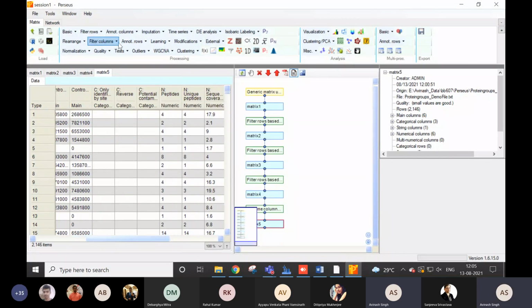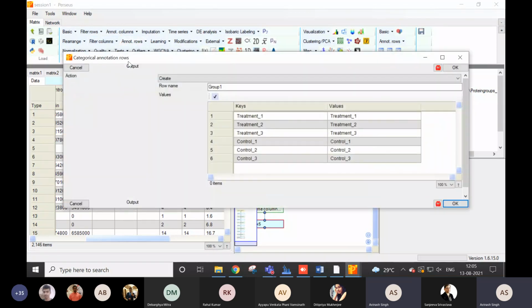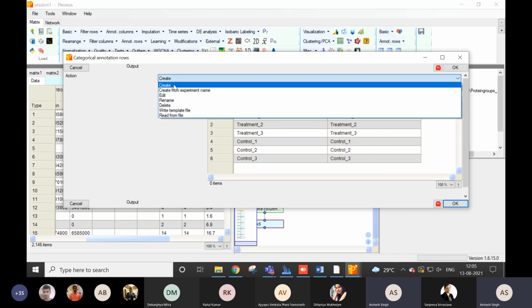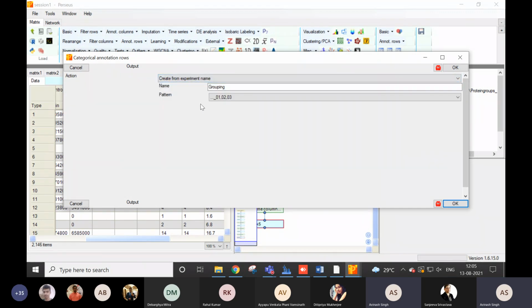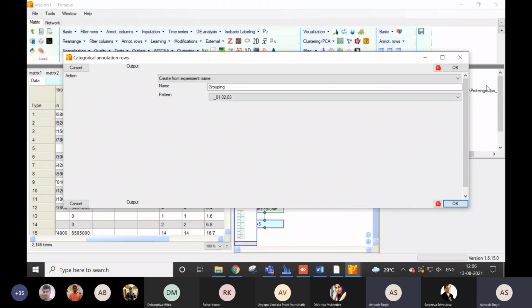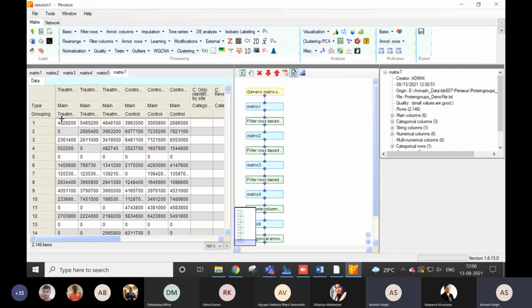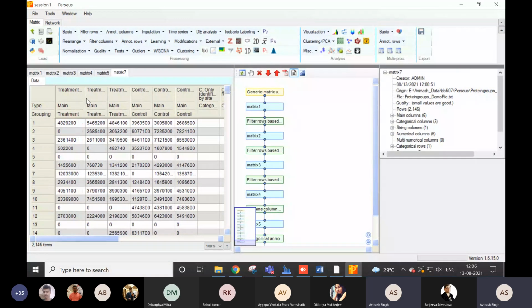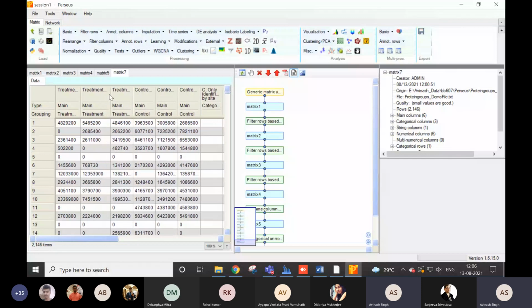So we can just rename those columns. We have to go to the annotation row, the categorical annotation row. Here you can go to create and create for experiment frame. As you see, in our sample I have written the names like 1, 2, 3. So I will just click here and click OK. Now it will give a grouping, so our sample is grouped into two parts, treatment and control. Okay. So now the first initial process, the annotation and all the filtering process, is done.